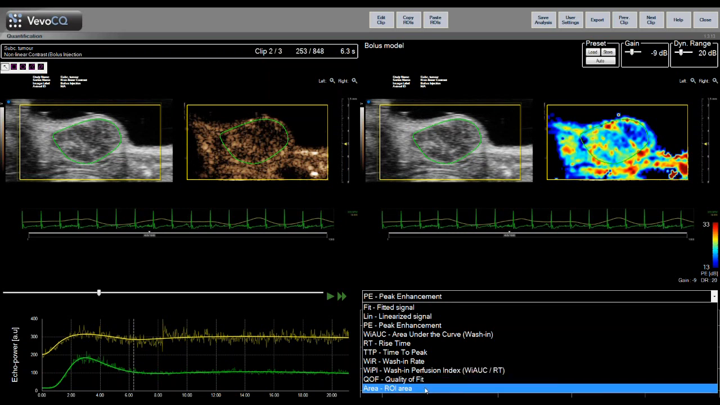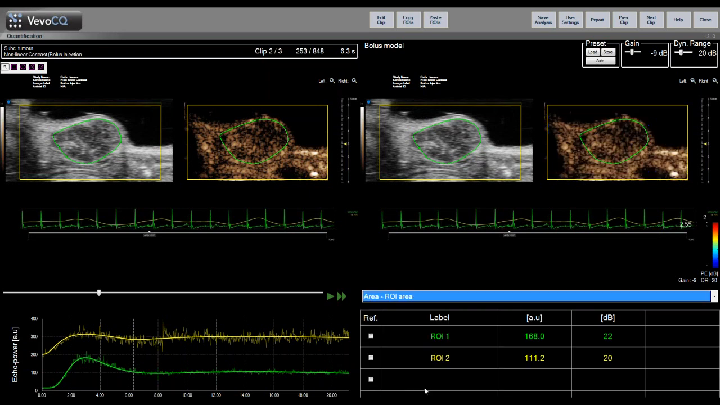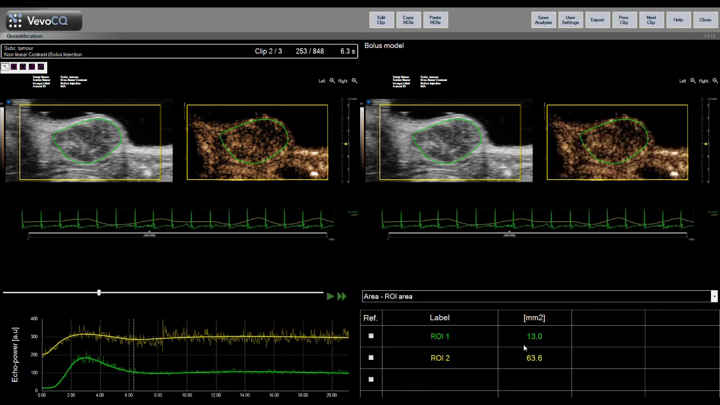And as the last 2 points, there's an area that basically just displays how large your area of interest is. And the other point is quality of fit. Now, there's a lot of discussion about quality of fit. And as you can see here in my example, quality of fit for my subcutaneous tumor area is pretty good. It's 39.9%. Excuse me, I'm getting confused here.